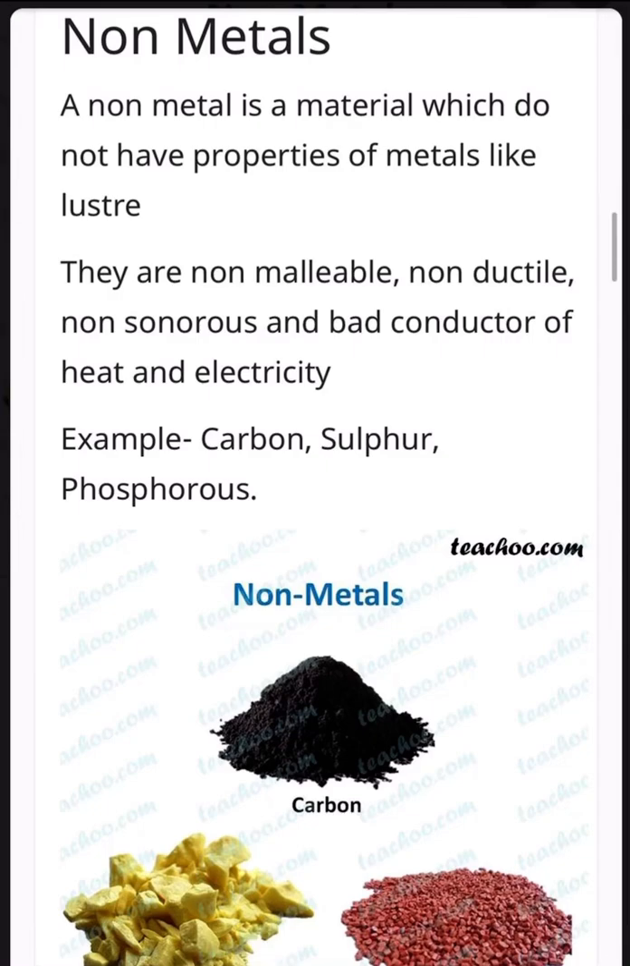A non-metal is a material which does not have the properties of metals. They do not have a shiny appearance, they are non-malleable, non-ductile, non-sonorous, and they are bad conductors of heat and electricity. For example, you might have heard these examples: carbon, sulfur, phosphorus. So these are the non-metals.